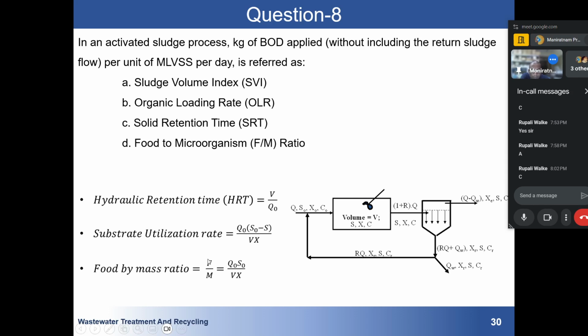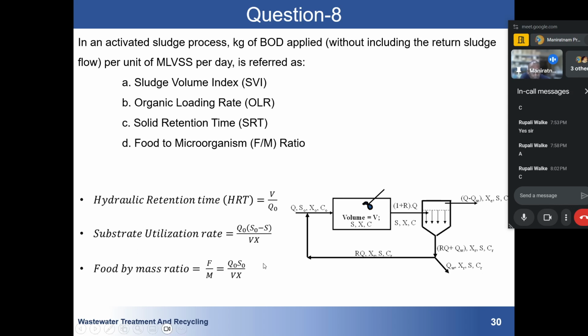Anyone in the audience want to answer it? What will be the unit of food by mass ratio? Here the HRT unit is time. V is meter cube, so it will be meter cube per day, and meter will get cancelled out. We have meter cube, so it has a unit of time. Similarly, this one is milligram per liter, and this is also milligram per liter, so milligram is gone. Then V is the volume. Utilization rate means time also, so it has time minus one.